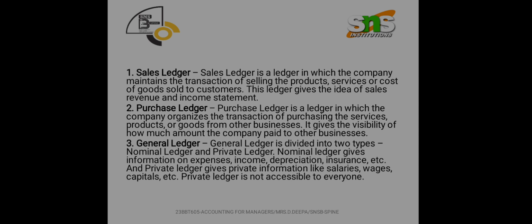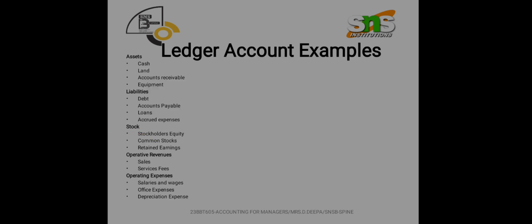And next is general ledger. See, general ledger is divided into two types. One is nominal, another one is private ledger. Nominal ledger generally speaks about the information on all the expenses, all the incomes, depreciation, insurance and all. And private ledger speaks about the private information like salaries, wages, capitals. All these are private information, right? So private ledger is not accessible to everyone. Only the higher officials or managerial level people can access this, not everyone.